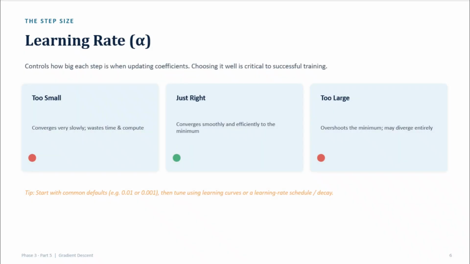Another very important concept is the learning rate, usually represented by the Greek letter alpha. The learning rate controls how big a step the algorithm takes during each update. If the learning rate is too small, the model learns very slowly and training takes a long time. If it's too large, the algorithm may overshoot the minimum point and never converge. A well-chosen learning rate allows the model to reach the minimum efficiently. In practice, common starting values like 0.01 or 0.001 are often used, and then adjusted based on the model's performance.